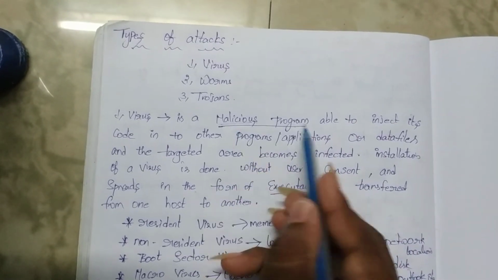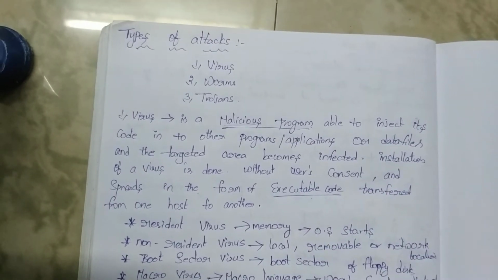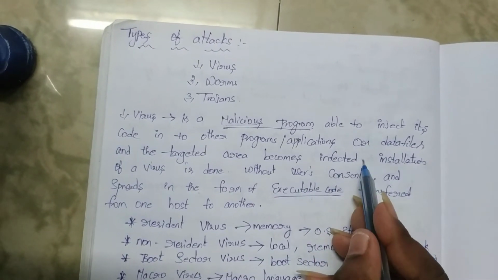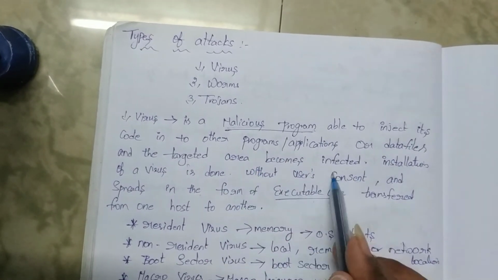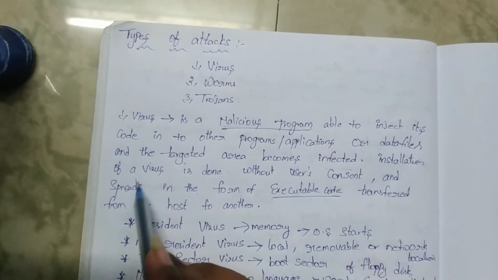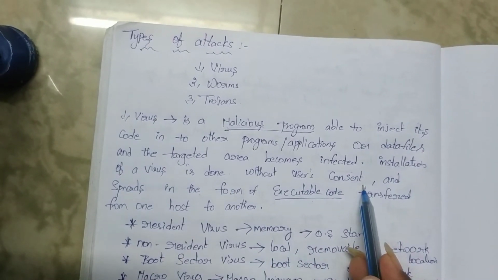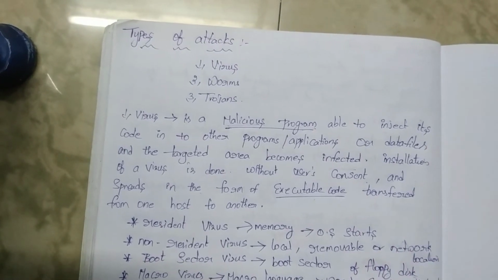So it is simply a malicious program able to inject its code into other programs or applications or data files, and the targeted area becomes infected. Wherever this malicious program is injected, that area becomes infected. Installation of a virus is done without the user's consent, which means that the virus will be installed in a host computer without the user's consent.